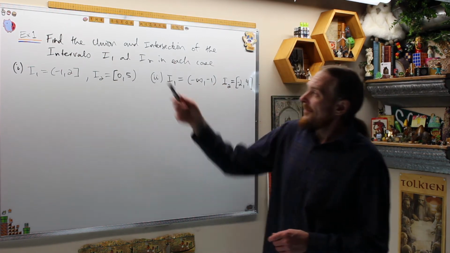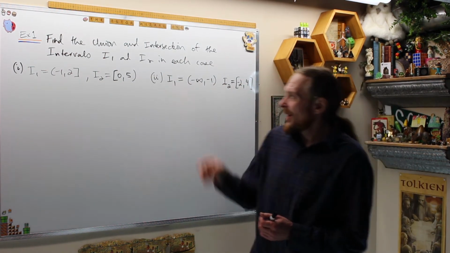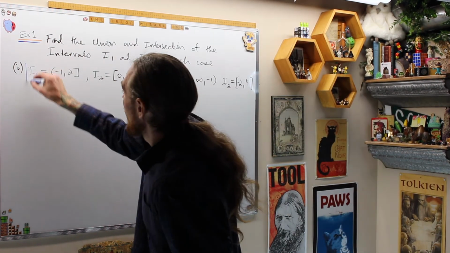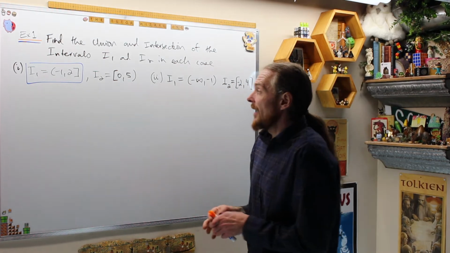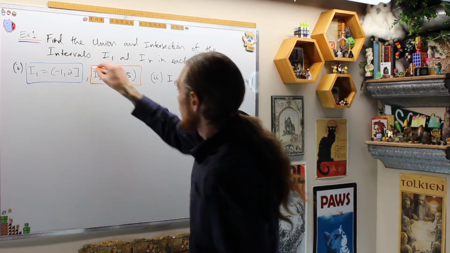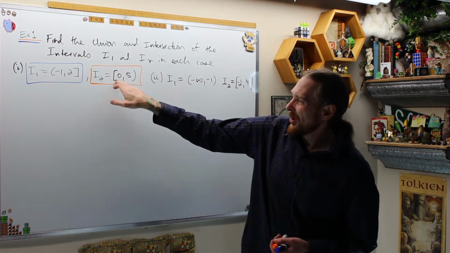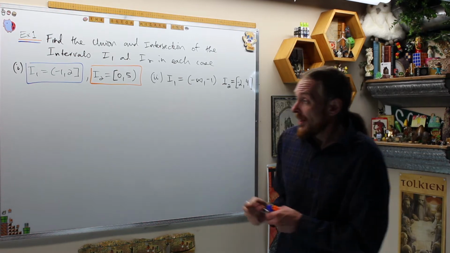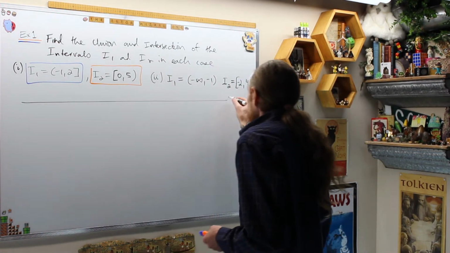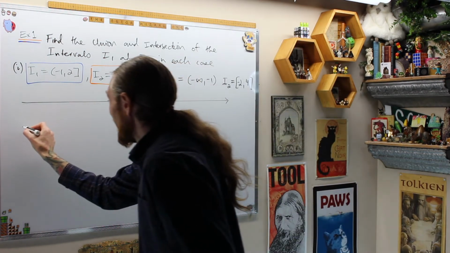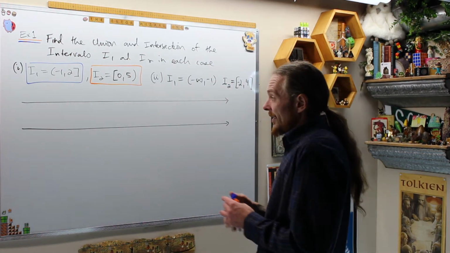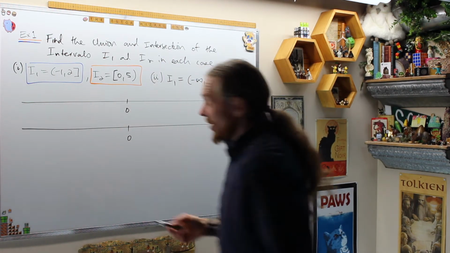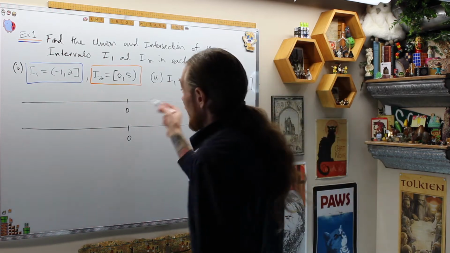Example 1: find the union and intersection of these two intervals I1 and I2 in each case. The first ones we've got are I1 is (-1, 2] and I2 is [0, 5). So we have some closed parts, some open parts. Let's see how to do this. The best way is to draw the real number line twice. On both of them we're going to mark 0 in the same spot, the origin. Then we can mark off these two endpoints.